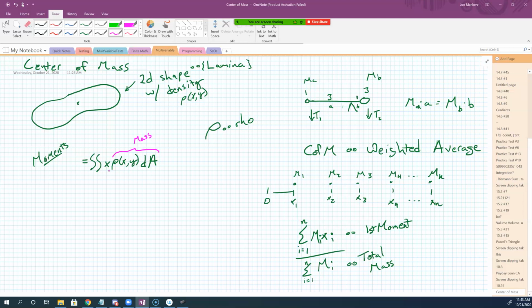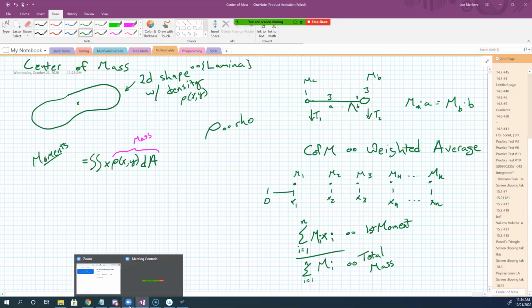So this is a mass times an x distance. So this is kind of what I was thinking of over here, right? This is the weighted average in x, except that I haven't actually calculated the average part of it yet. You guys see that? So I need a little bit more.